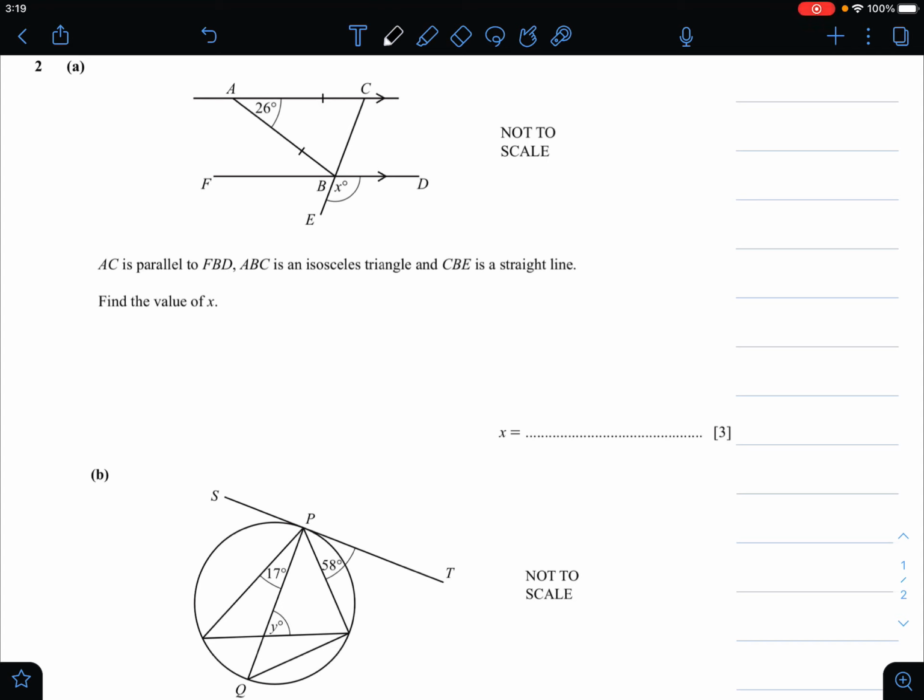Welcome to ANS Solver, question 2 of this paper. So for part A, they are asking us to find the value of x.